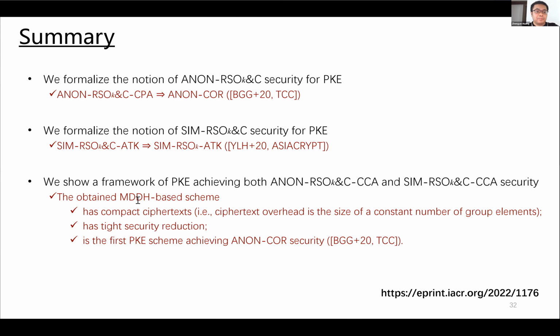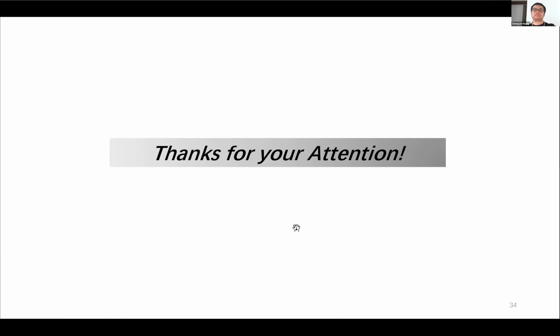The obtained MDDH-based scheme has compact ciphertext and tight security reduction, and it's the first PKE scheme achieving anonymous CLR security. Well, that's all. Thanks for your attention.